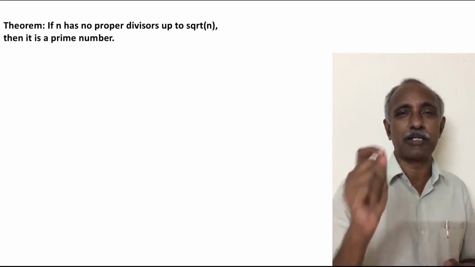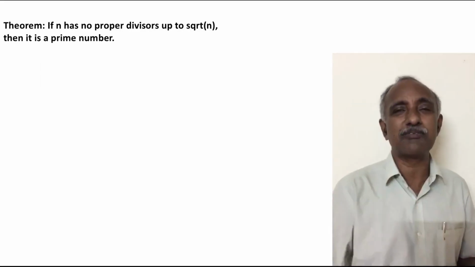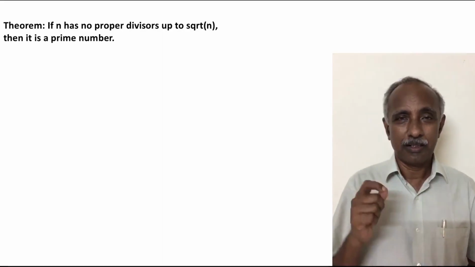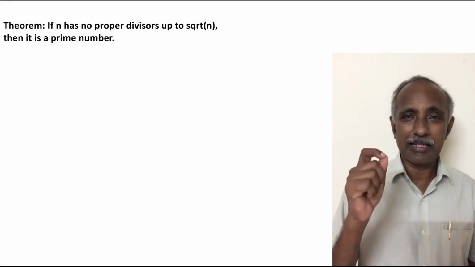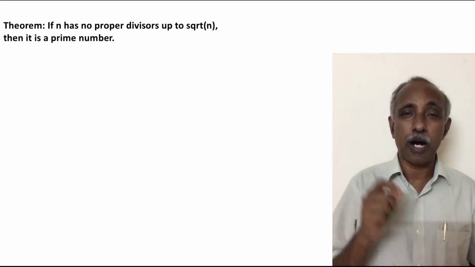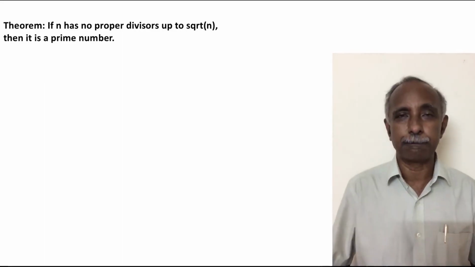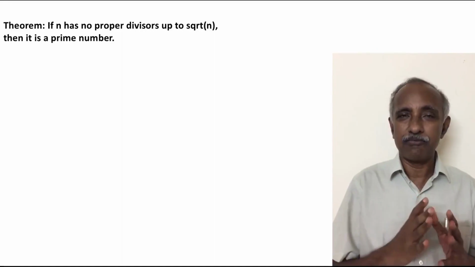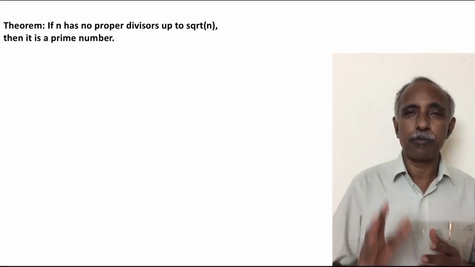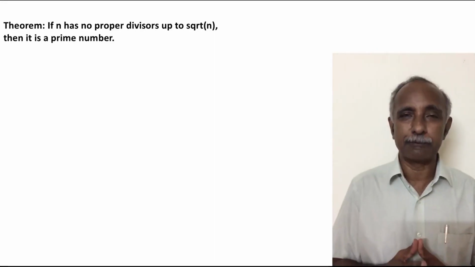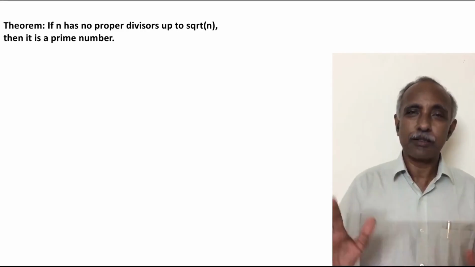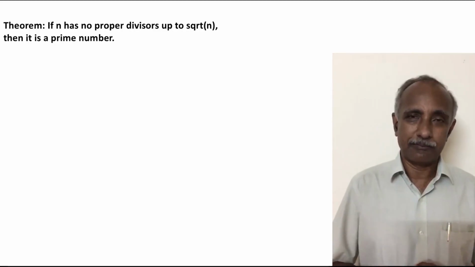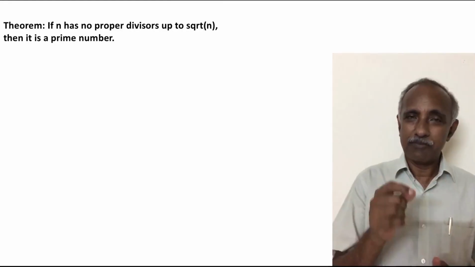How mathematics plays an important role in this. What is the justification of this mathematics? The theorem says, if n has no proper divisor up to square root of n, then it is a prime. That is, if it does not have any proper divisor up to square root of n, then it is a prime. That itself is the theorem. So how to prove that?